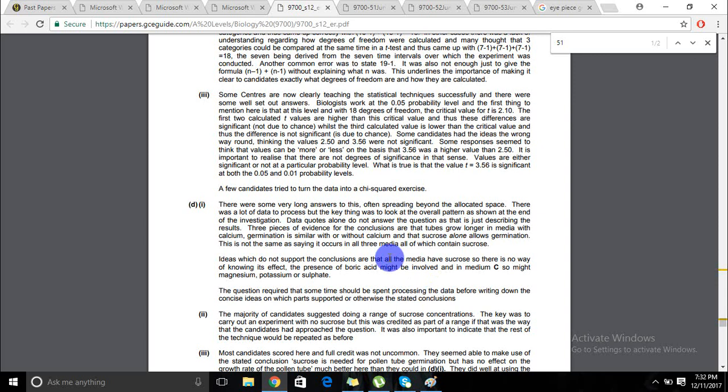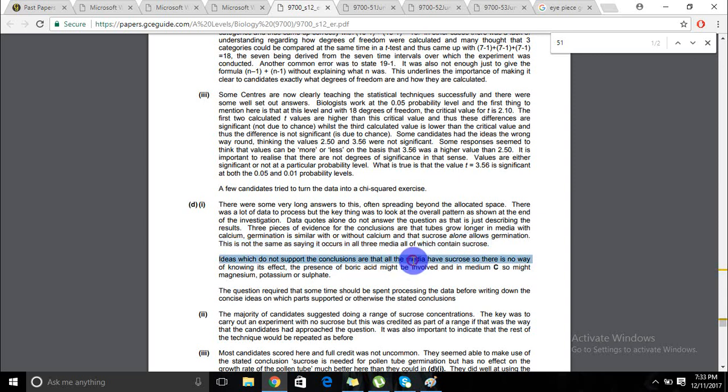And there were some very long answers to this, often spreading beyond the allocated space. Overall pattern as shown at the end of the investigation. Not only data quotes, you have to describe them. 3 pieces of evidence: pollen tubes grow longer in media with calcium. Germination is similar with or without calcium, and sucrose alone allows germination. Not the same as saying it occurs in all 3 media.